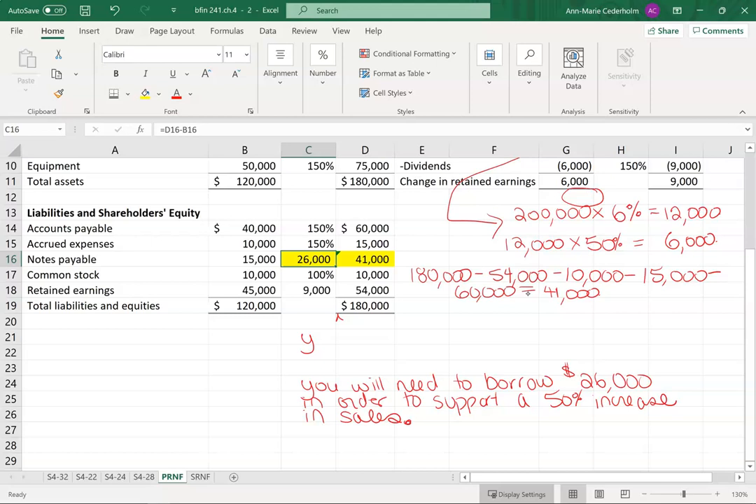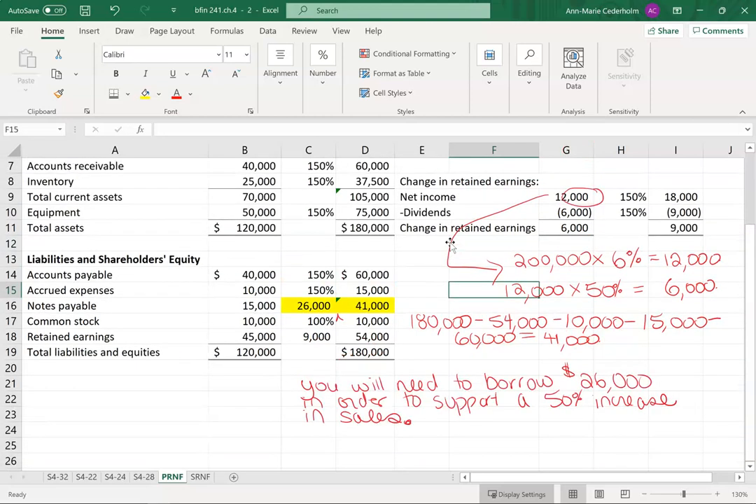Now let's redo this question, and I'm just going to make one change, and because I have everything linked in my spreadsheet, it's going to be quite easy to do. Let's assume instead that I won't have to buy any more equipment in order for my sales to go up. So if you can just rely on the equipment that you already have, what we would do is just keep this at 100% instead of 150. So you'll see then that my equipment stays the same before and after the increase.